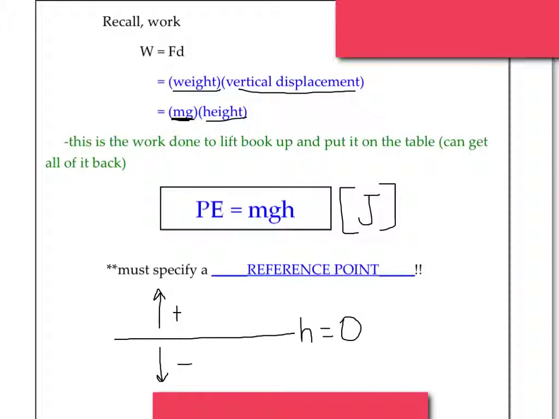Wait, so potential energy and mass, gravity, height, those are both measured in joules? Once you multiply the mass, gravity, height together, it turns into joules. Okay. So potential energy is also joules? Yes. Okay.